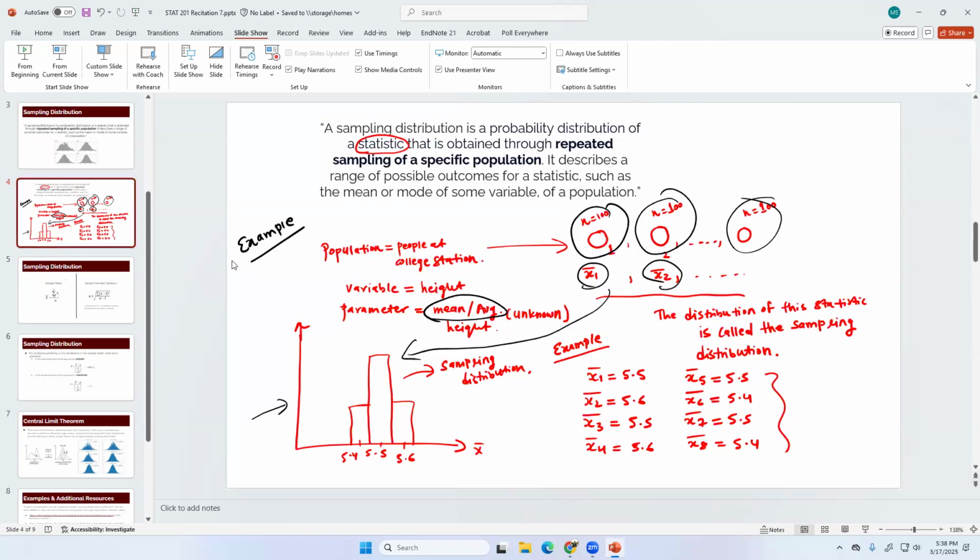Now, the thing is, what about n, right? How does this change when you change your number of subjects? If instead of 100 people, I did 200 people, then something will change, okay? The number of people you sample plays a role in the sampling distribution. And the idea is that the more people you sample, this distribution will go to a normal distribution, okay?